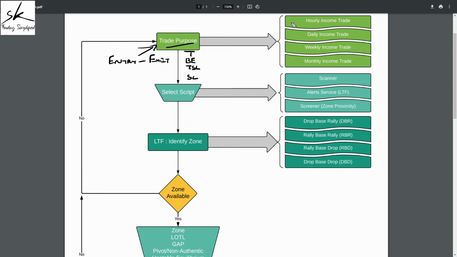Now, what I've done is I have divided these trades into four different purposes. We call them hourly income, daily income, weekly income, and monthly income. Hourly income implies a trade where my expectation is that this trade can last for an hour or maybe a few hours. Daily income, a trade which can last for a day or a few days. Weekly income, a trade which can last for a week or a few weeks. And monthly income, a trade which can last for a month or a few months.